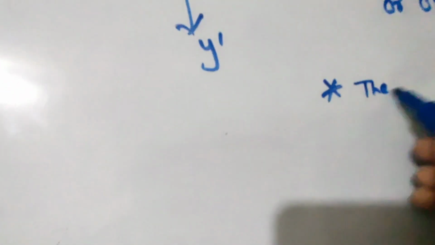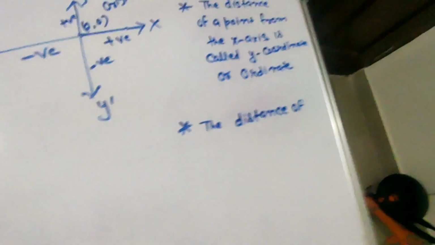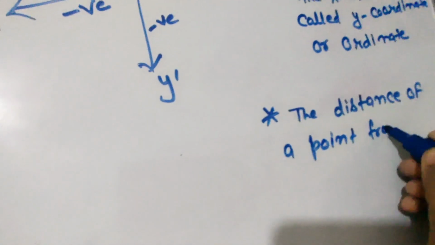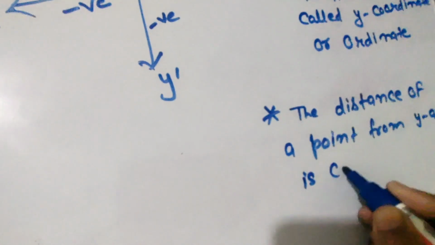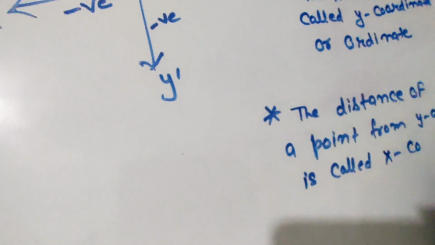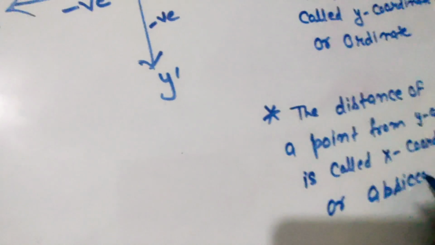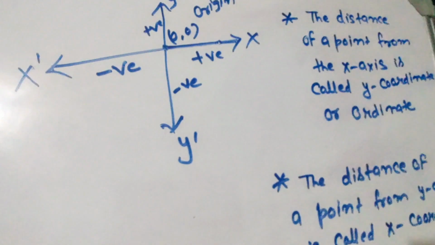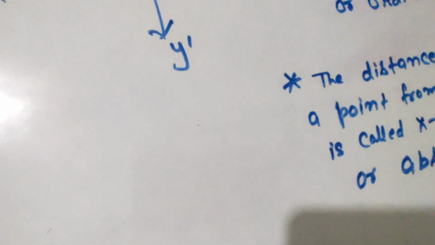The second point is the distance of a point from the y axis. The distance of a point from the y axis is called the x coordinate, or abscissa. To recap: the distance of a point from the x-axis is called the y coordinate or ordinate, and the distance of a point from the y-axis is called the x coordinate.